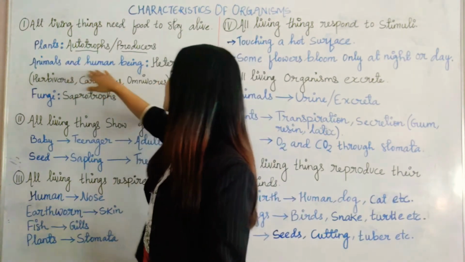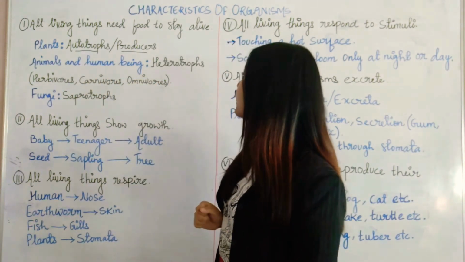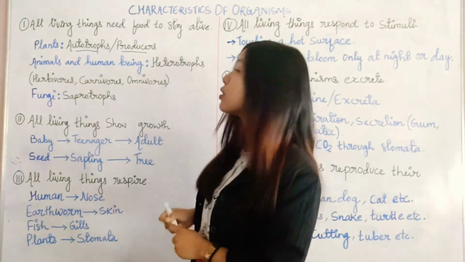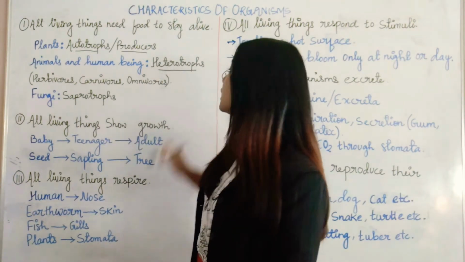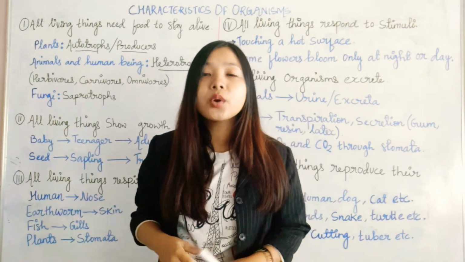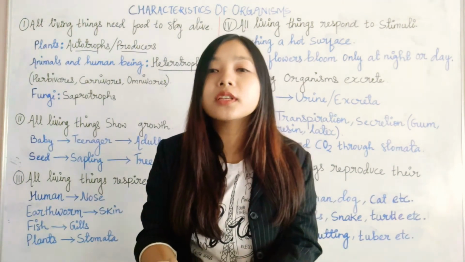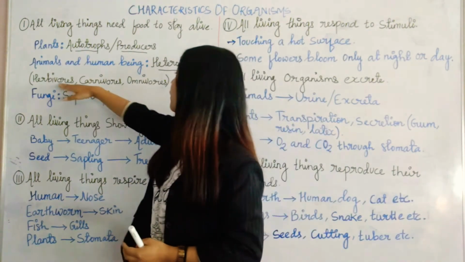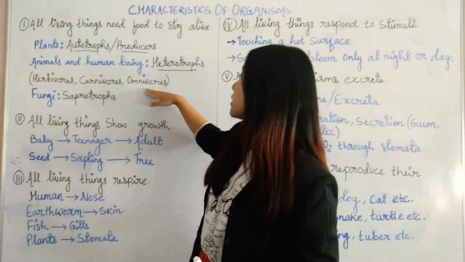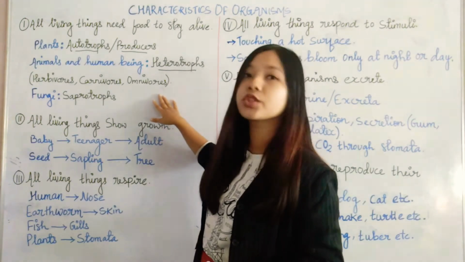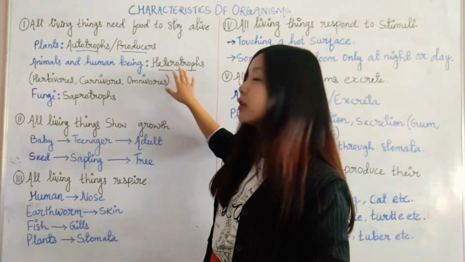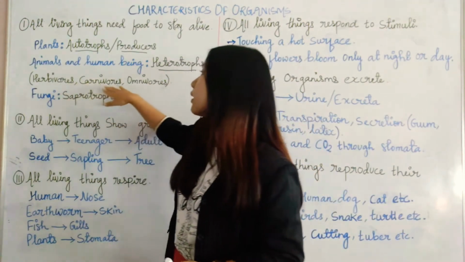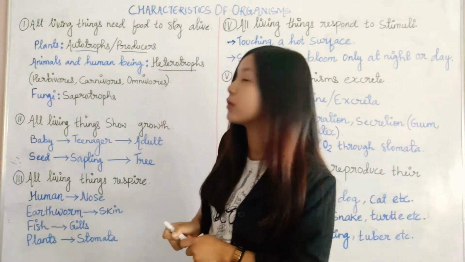Next is animals and human beings. Animals and human beings are called heterotrophs. Why are they called heterotrophs? Heterotrophs means those organisms who depend on other living organisms for their food. For example, herbivores, carnivores and omnivores. These are the divisions of heterotrophs. Heterotrophs can be of mainly three types: herbivores, carnivores and omnivores.